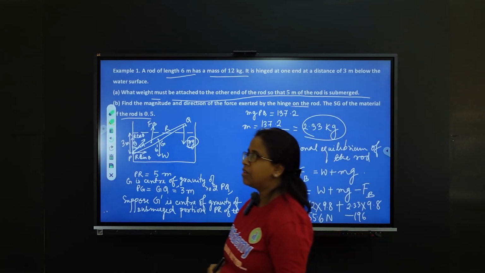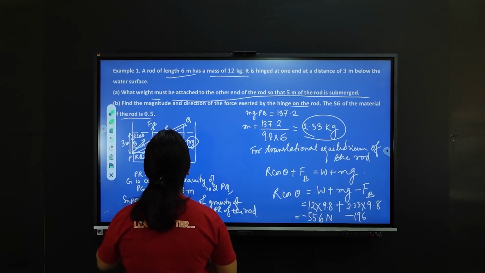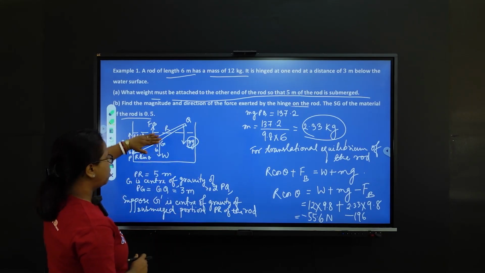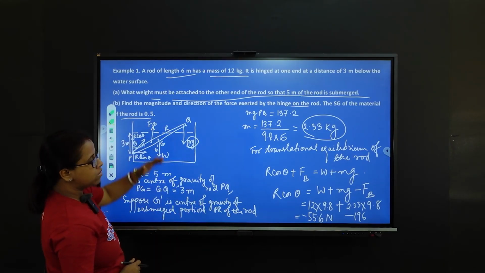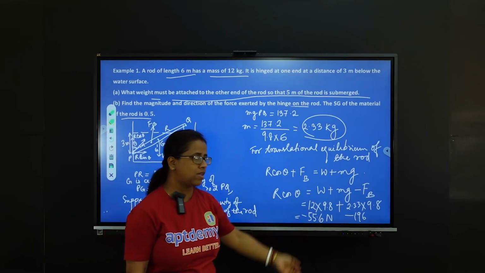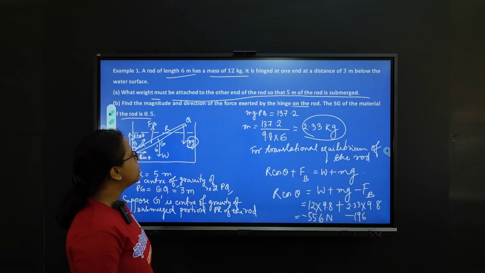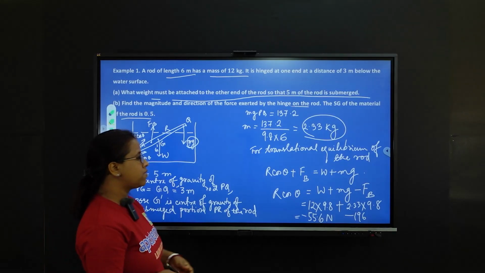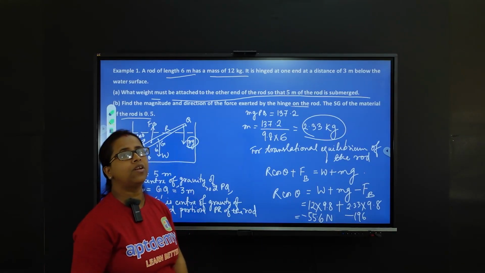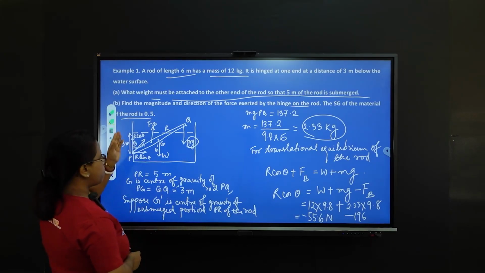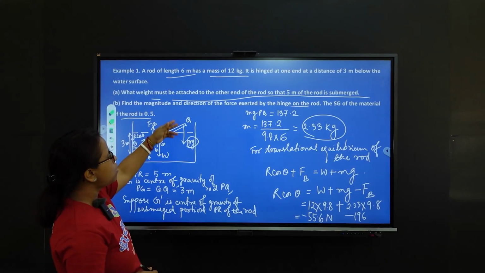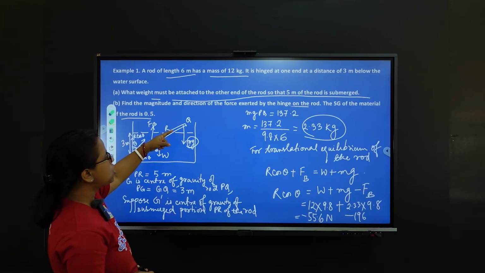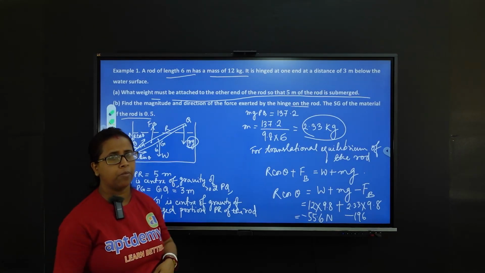So since this component is trying to move the rod upwards, that's why the negative sign comes in that regard. So this is just indicating the direction of the force. The negative sign just indicates that the direction of the force is upward, that is opposite to the direction in which the rod is getting submerged because of the mass m.